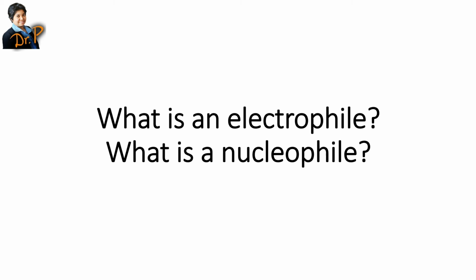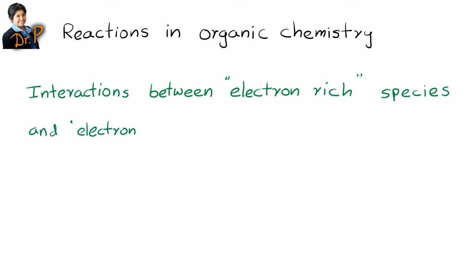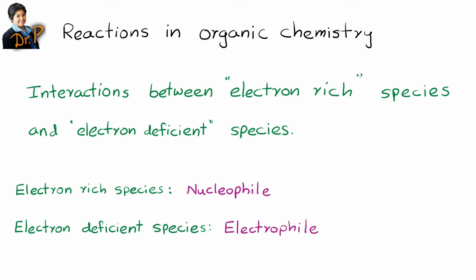In this video, I'm going to show you what electrophiles and nucleophiles are and how to identify them. In general, if you think about reactions in organic chemistry, they can be explained as interactions between electron-rich species and electron-deficient species. In organic chemistry, we call these electron-rich species nucleophiles and the electron-deficient species electrophiles. Now let's see how a given species can become either electron-rich or electron-deficient.